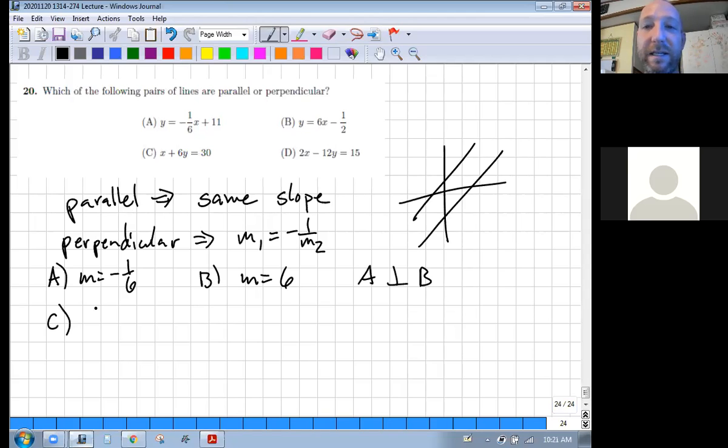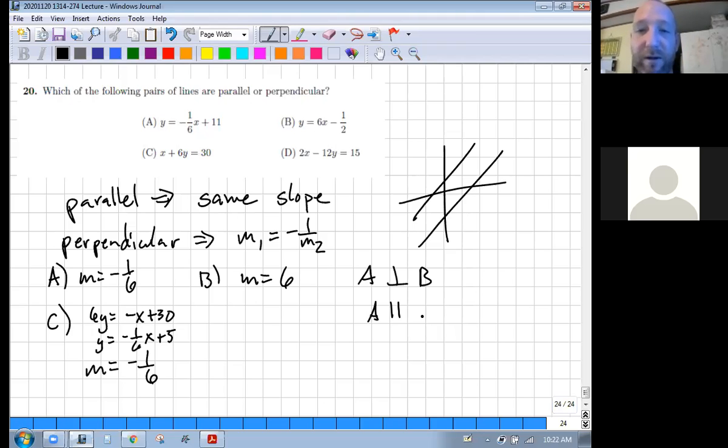What about C? We're going to have to find out what the slope is here. We got 6y equals negative x plus 30. So y is negative 1/6x plus 5. C, the slope is negative 1/6. So A and C are parallel, right? But B is perpendicular to C.